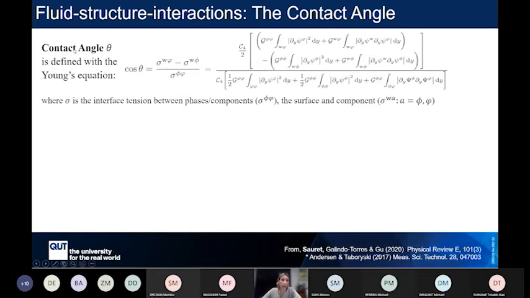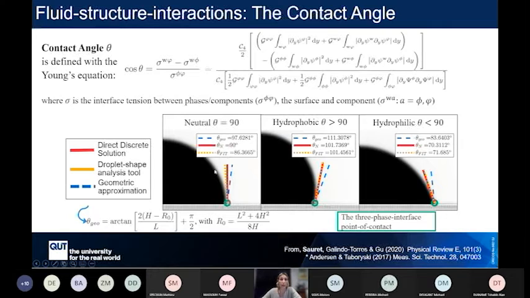So now that we've got the pressure tensor and the surface tension, we can calculate the contact angle using Young's equation. So we can retrieve this theta value. What we've done is we looked at a droplet on a solid surface, and we looked at different scenarios where we've got a neutral case, a hydrophobic, and a hydrophilic surface. And we look at this contact angle.